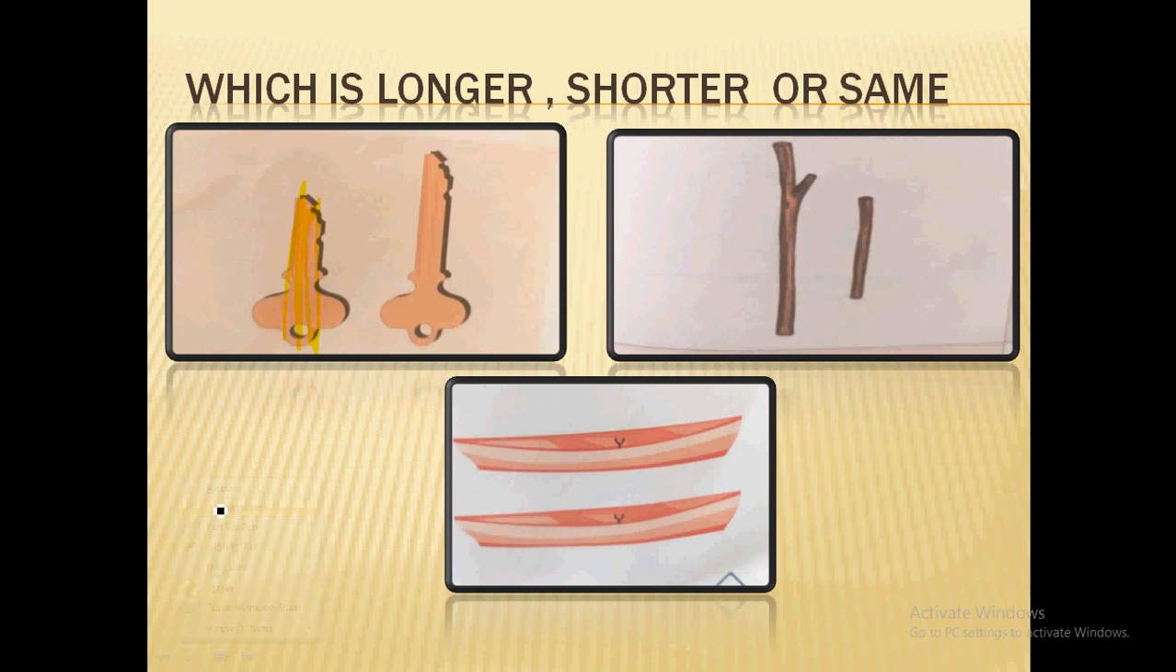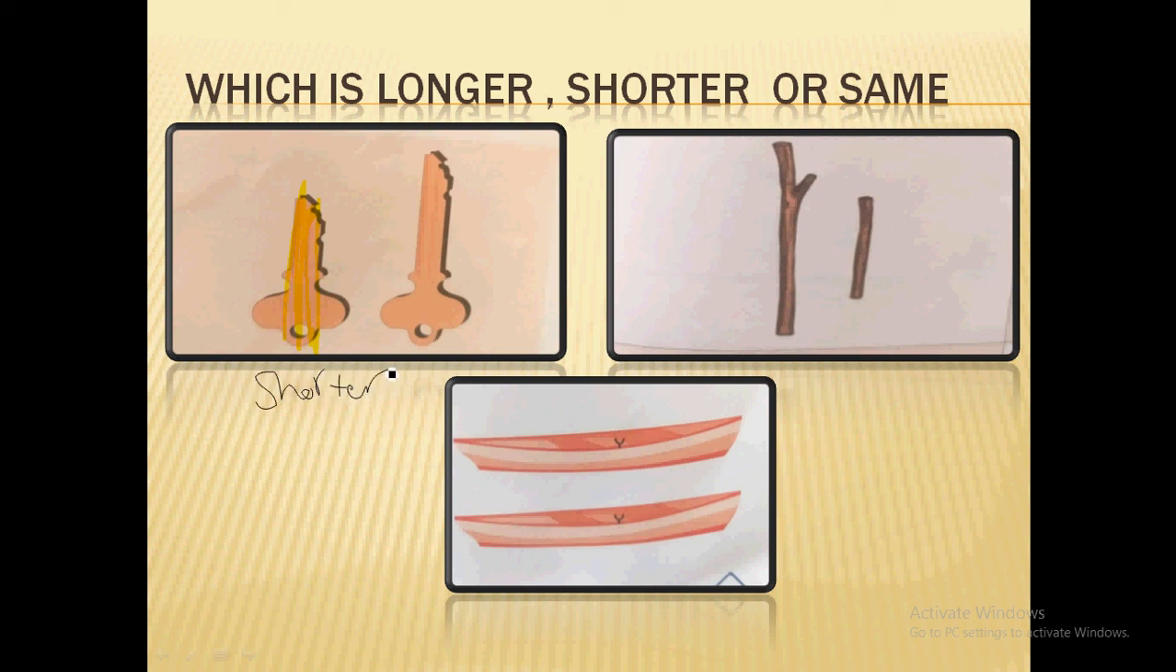So when you answer the exercise in your book, just focus with the first picture. So the first K and the other K, so this is short or shorter.